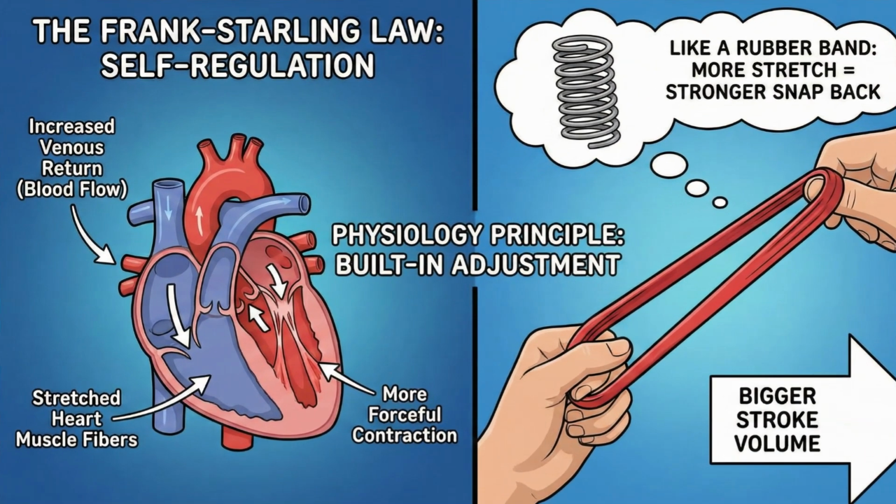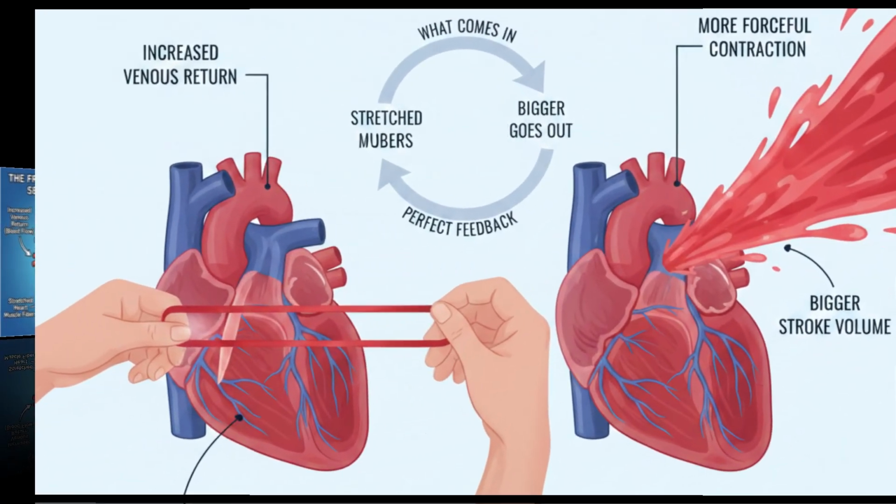I know, the official wording sounds a little dense, but the idea behind it is incredibly simple and intuitive. Just picture a rubber band. The more you stretch it, the harder it snaps back, right? Well, the muscle fibers in your heart work the exact same way. So let's just walk through it. More blood flows back to the heart. That's our increased venous return. This fills the ventricle up more, increasing its end diastolic volume, which we also call preload.